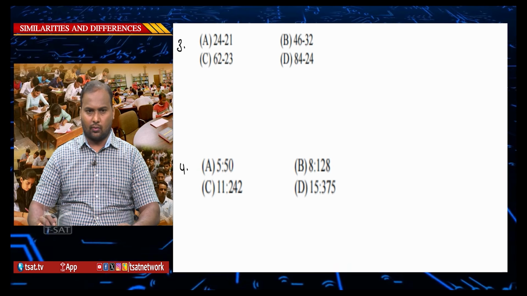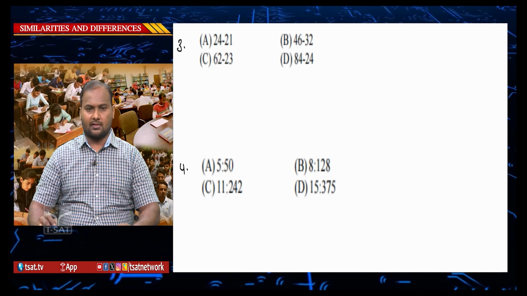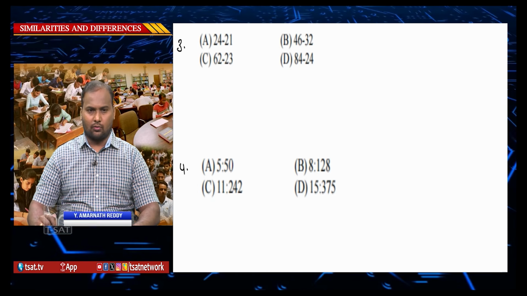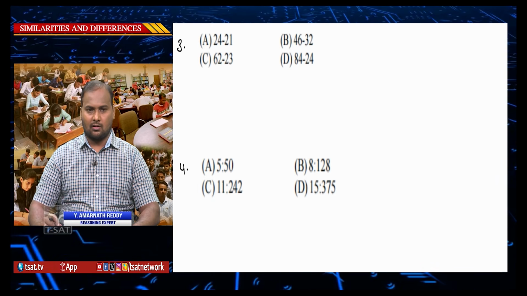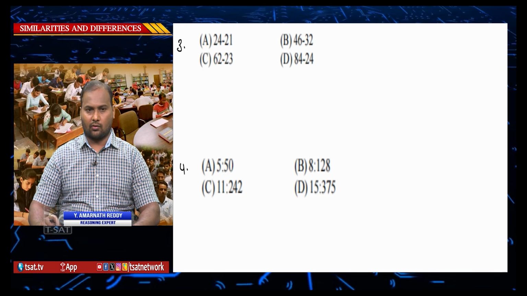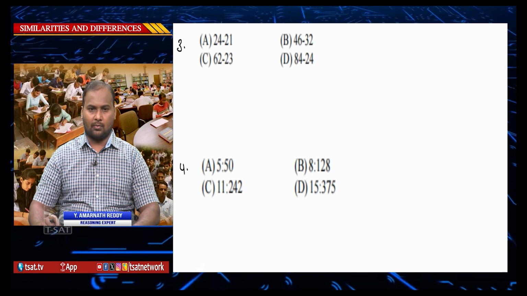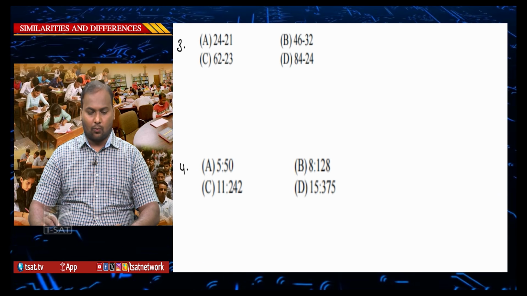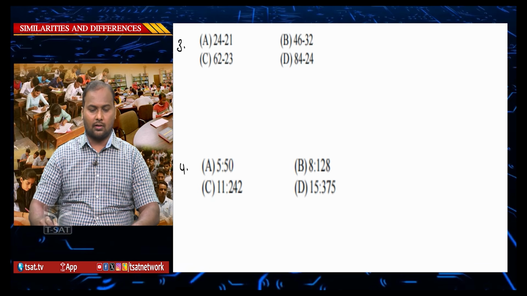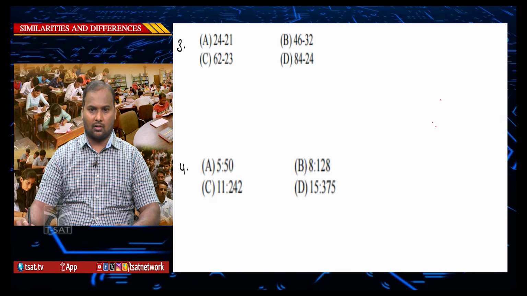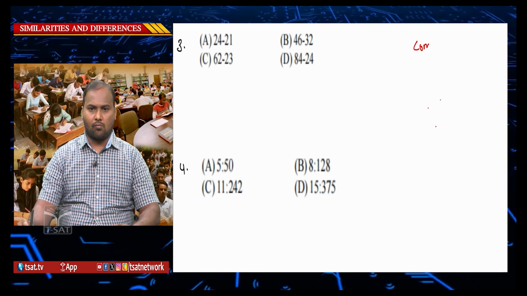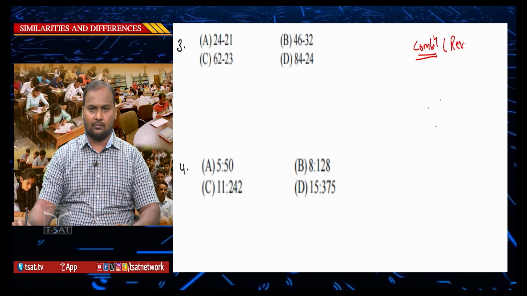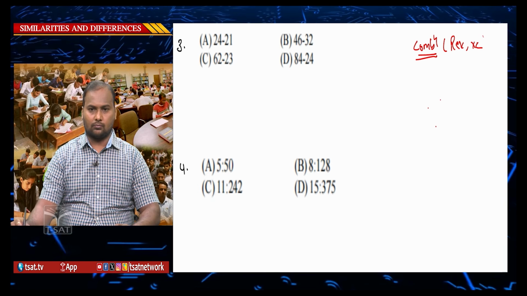If you see the numbers here: 24, 21, 46, 32, 62, 23, 84 and 24. What you need to do here is see the range of numbers and check whether squares, cubes, multiplications, common factors, sum of digits or multiplication of digits is possible. Check that first. That is very important. Once you have done this, you can see the logic here is based on a combination. The combination here is that first he reverses the number and then multiplies it by 2.